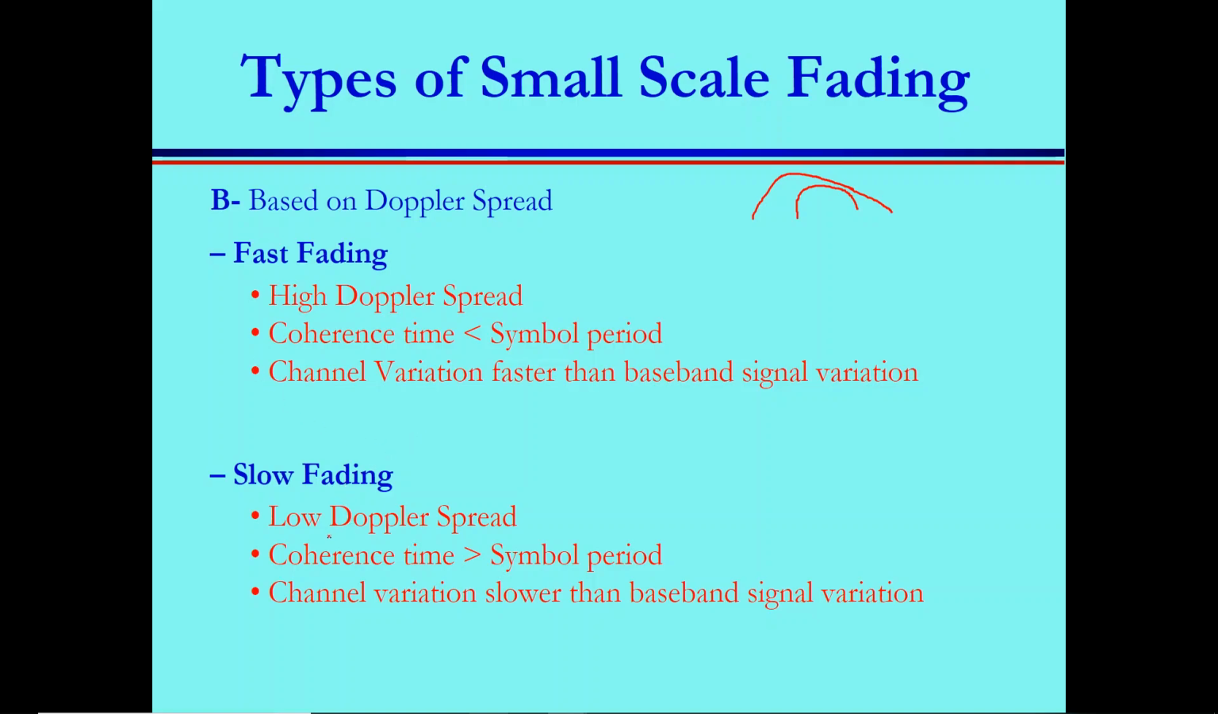Slow fading, as the name implies, you have low Doppler spread, and in this case the coherence time is greater than the symbol period. And consequently, we say that the channel variations are slower than baseband signal variation. Yes?